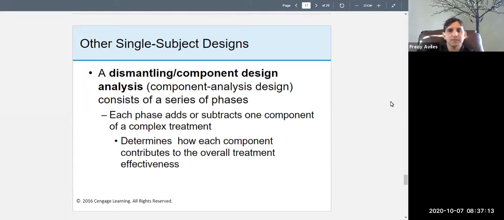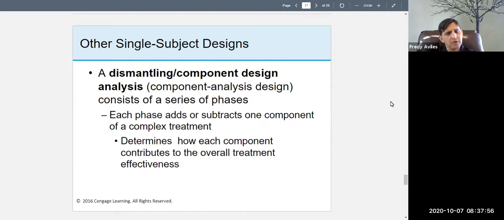There are other types of single subject designs. There's a whole bunch of different types, and they can get complicated, but we're not going to get into the really complicated ones. There's also a dismantling or component design analysis, right? A dismantling design where you take away pieces. It's also called a component analysis design, same thing. It consists of a series of phases, and each next step adds or subtracts a component of a complex treatment. So this design determines how each component contributes to the overall treatment.